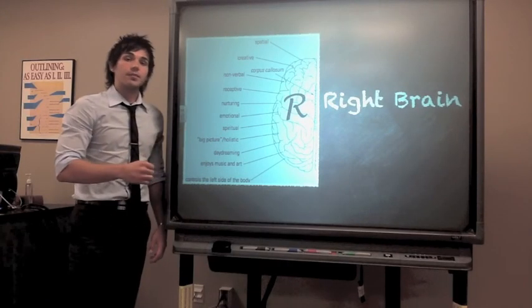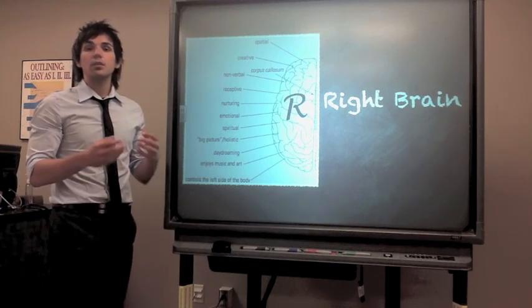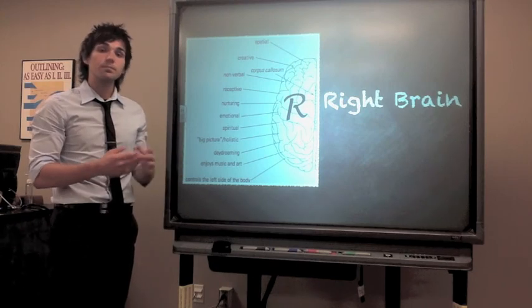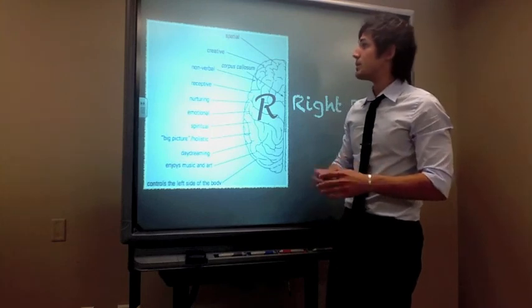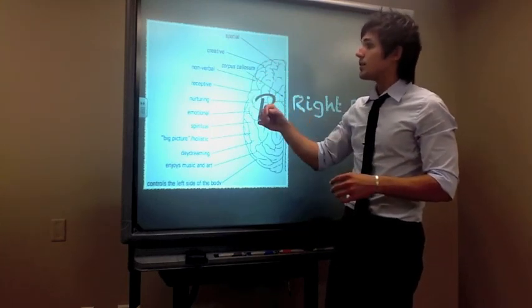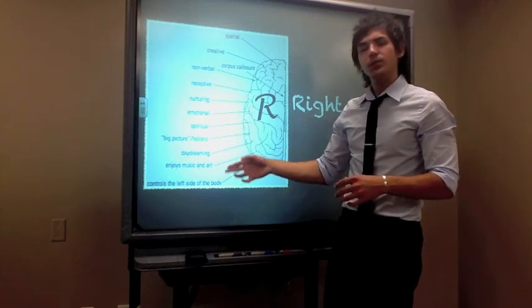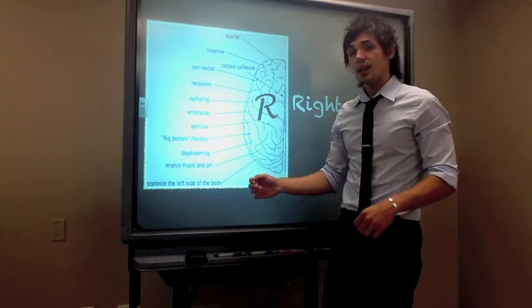Spiritual and nurturing parts of thought are often associated with this side of the brain. So, right brain people are often thought of as being sensitive, warm, or emotional. Some other traits describing right brain people would be spatial, nonverbal, receptive, daydreaming, or a preference for music and art. The right brain actually controls the left side of the body.